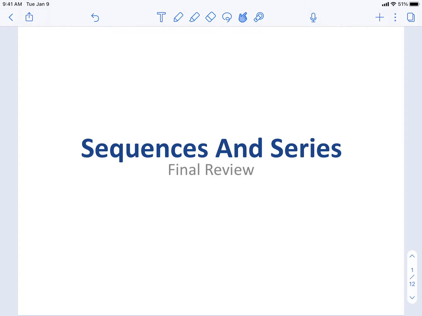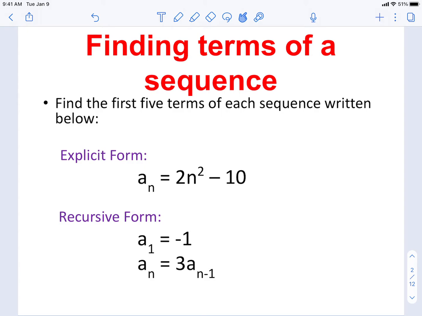This is going to be on sequences and series, so everything you need to know about sequences and series. All right, so when it comes to finding terms of a sequence, when we're generating a certain number of terms, we could have either an explicit form or a recursive form. And the way I can tell the difference is the explicit form just kind of looks like a normal formula, except instead of y, it's a sub n, and instead of x, it's an n. And the recursive, I can tell because it tells me what the first term is, this a1, and it has this little a sub n minus 1. All right, so here is how you would use both of these formulas.